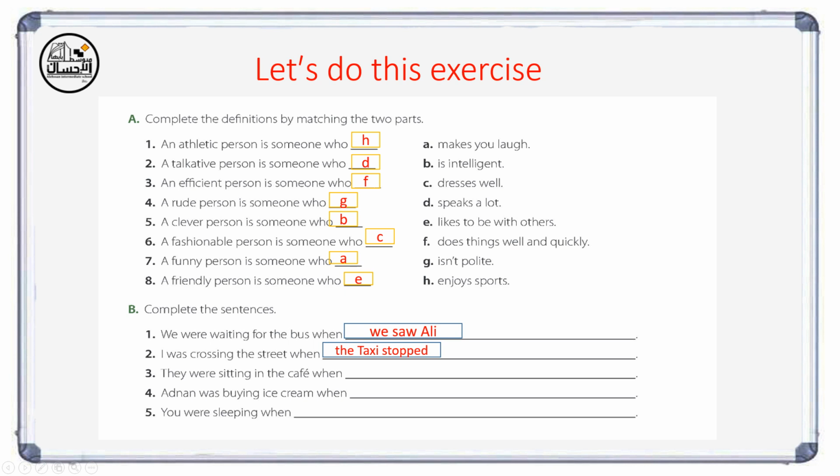Okay, this is here also a regular verb belonging to the simple past. Okay, they were sitting in the cafe when I opened the window. So this is also here a regular verb, which is opened. The second one, Adnan was buying ice cream when they met him. A last one, they were sleeping when the thief grabbed your bag. Okay, when the thief grabbed the bag or your bag.